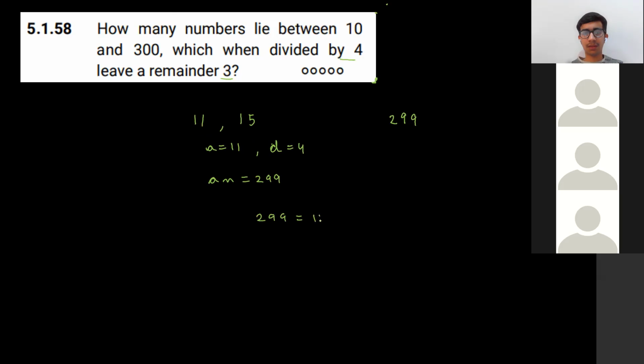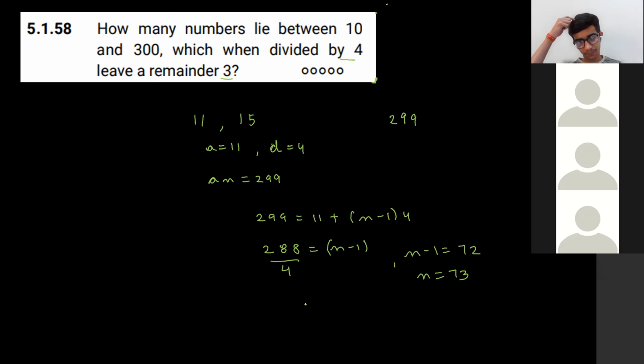299 is equal to 11 plus n minus 1 into 4. 288 is equal to n minus 1 times 4, and this 4 comes down. So n minus 1 is equal to 72. That means n is equal to 73. So some people have answered 72 also. Okay, only Abhishek has answered 72. Please check your answer once, Abhishek.